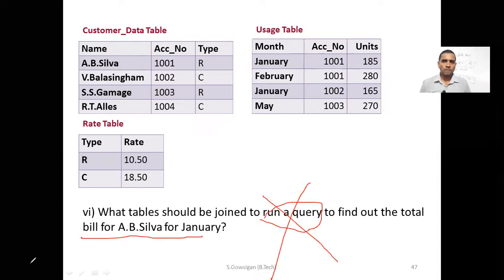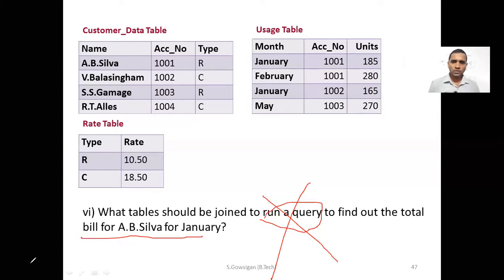Take your time. What are the tables? Have you understood the question? Have you got the question? We need to find the total electricity bill for AB Silva for January, right? Total bill amount. So what are the tables to be joined? Because data are scattered in 3 tables for preparing the bill.